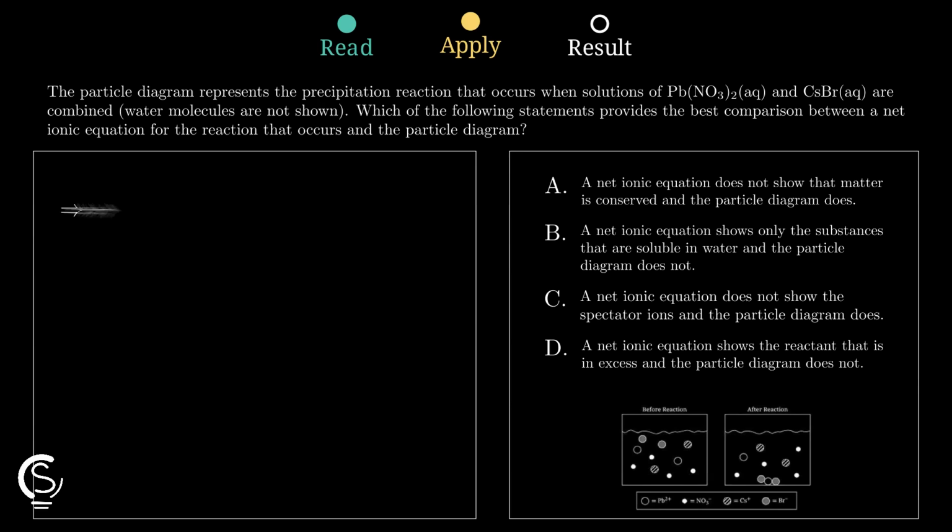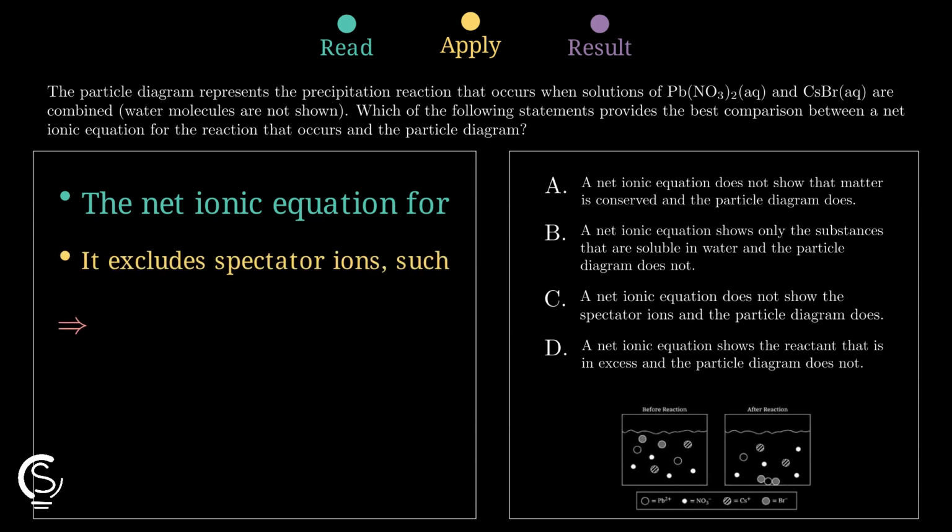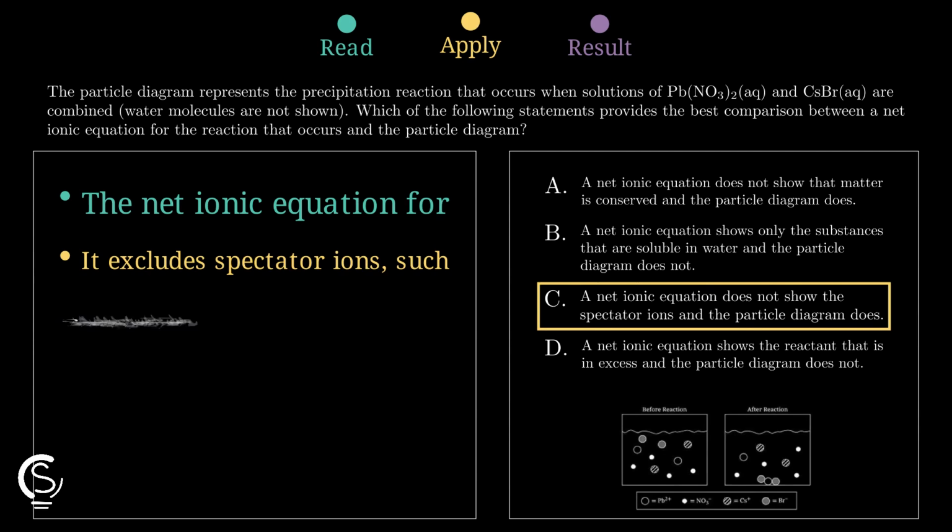That means spectator ions, like the ions that stay dissolved and unchanged, get removed from the net ionic equation because they are not directly involved in making the precipitate. In contrast, the particle diagram shows all particles present, including the unchanged spectator ions, so the best comparison is that only the diagram includes them.